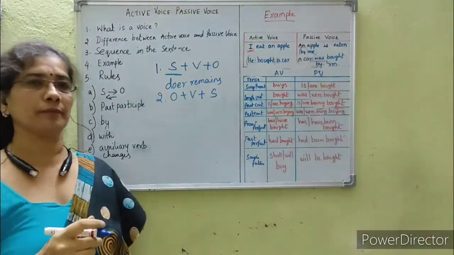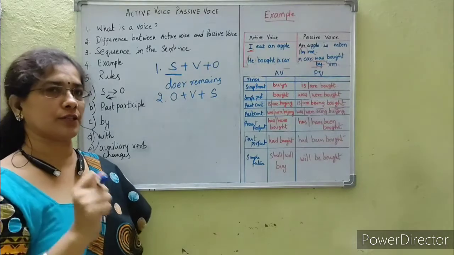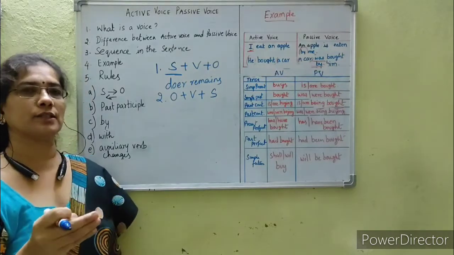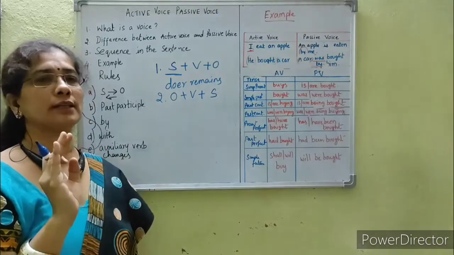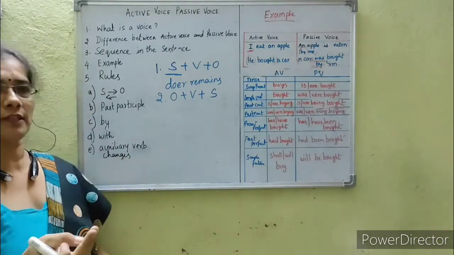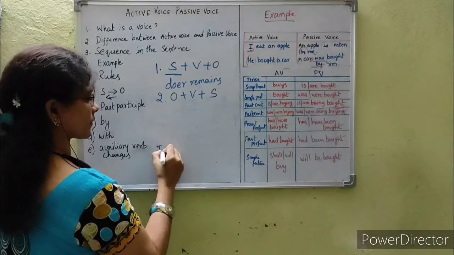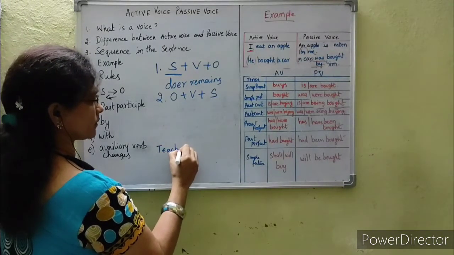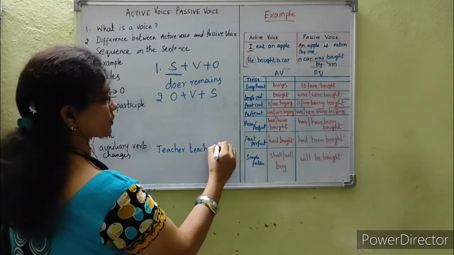Let us see an example. Teacher teaches English. English is taught by the teacher. So we don't know X, Y, Z, teacher, whoever it may be. So I will do it for you here. Teacher teaches English.